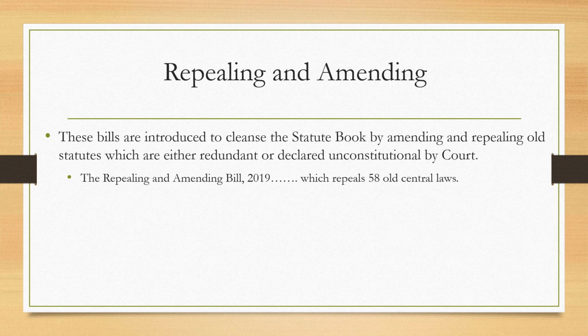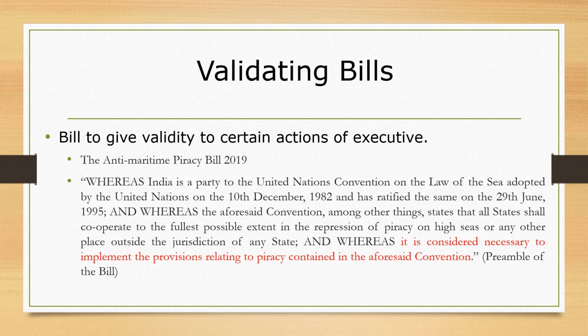So you can do it by just bringing the repealing and amending bill, as is there in the case of the Repealing and Amending Bill 2019. Now, the validating bill. Remember I was discussing the piracy bill 2019. What is a validating bill? You all know that the government of India can enter into treaties with foreign countries and international organizations. It can also execute under its executive power certain things over which at a later point of time it is supposed to bring a law. To do that, we have a different type of bill that is called a validating bill.